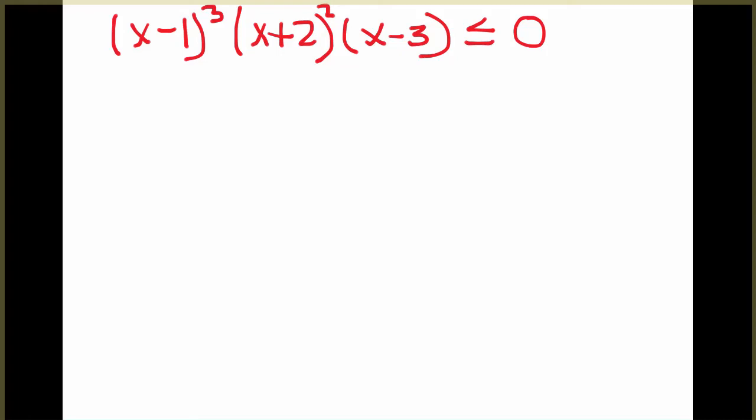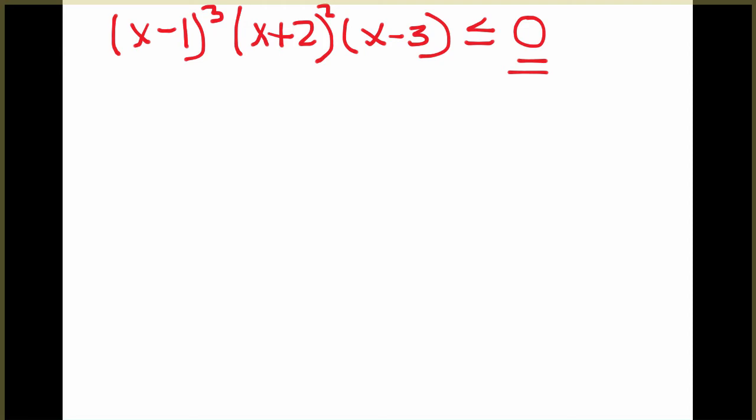Today I want to go over how we can solve polynomial inequalities. The first example we are going to look at is (x − 1)³(x + 2)²(x − 3) ≤ 0. So the first thing that you want to do whenever solving a polynomial inequality is set it equal to 0.